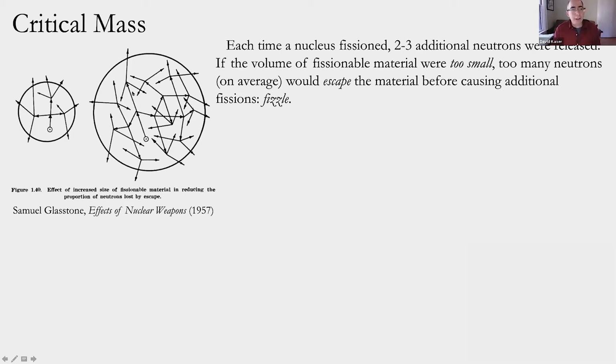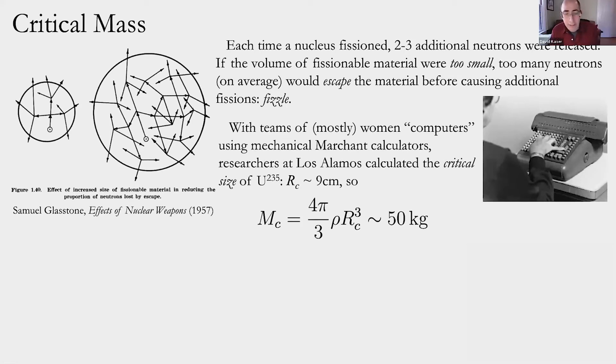If you have a larger volume, the same density, same properties, just more of it, then on average, most of the time a new neutron is released, it'll be more likely to encounter another target, another nucleus, rather than be close to the edge and kind of fly out and fizzle. So this introduces the notion of a critical size. From there, you can then calculate a critical mass.